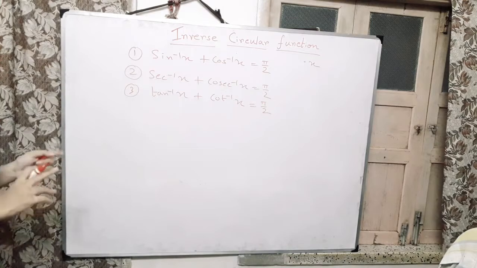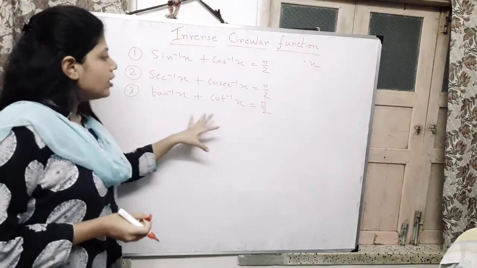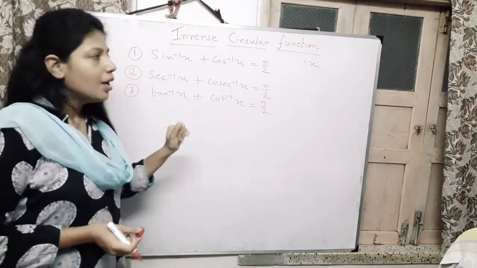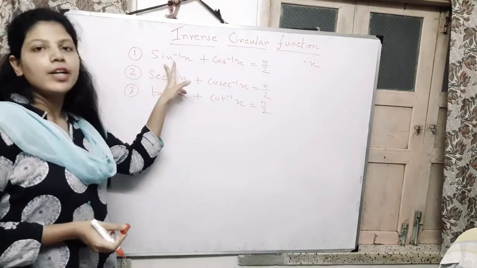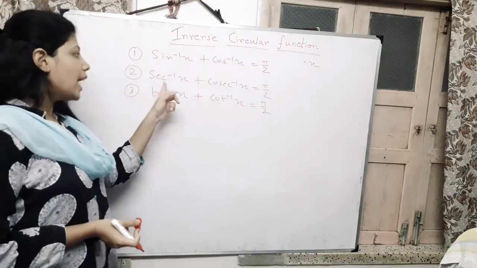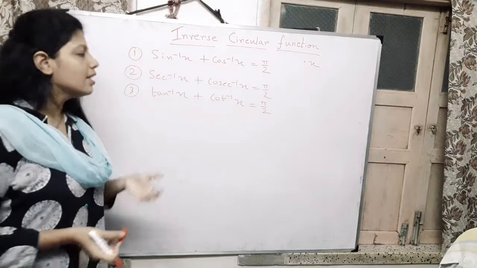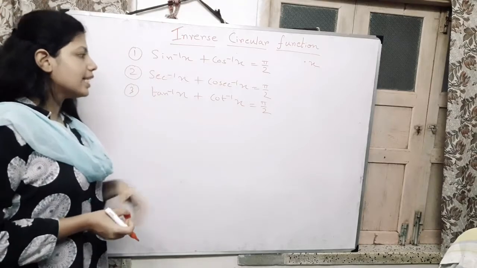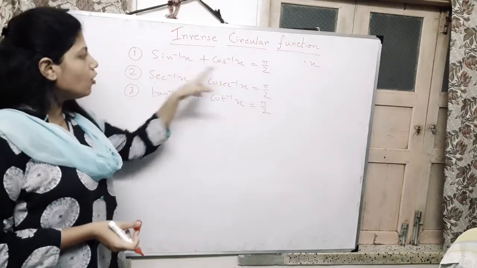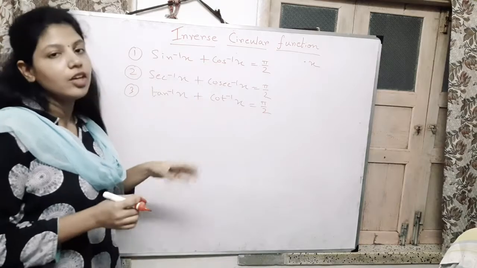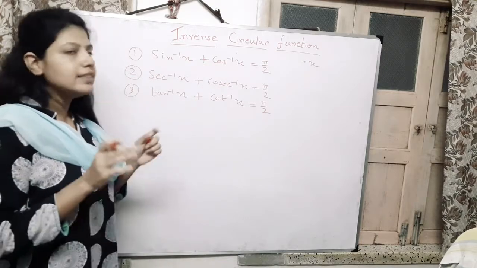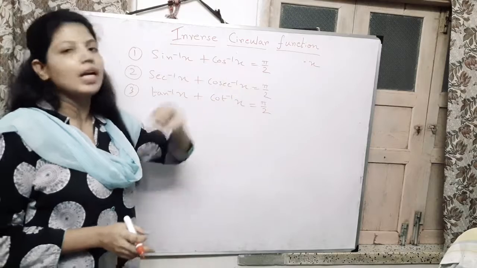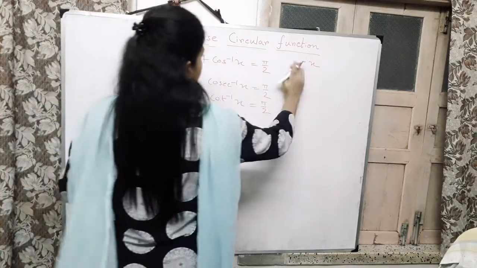If we notice properly, there is a relation of complementary angles, because we know that sin of pi by 2 minus x is cos x, sec of pi by 2 minus x is cosec x, and tan of pi by 2 minus x is cot x. All of the pairs have a connection with complementary angles, and that's why the sum is also pi by 2. Now number 1 I will prove.